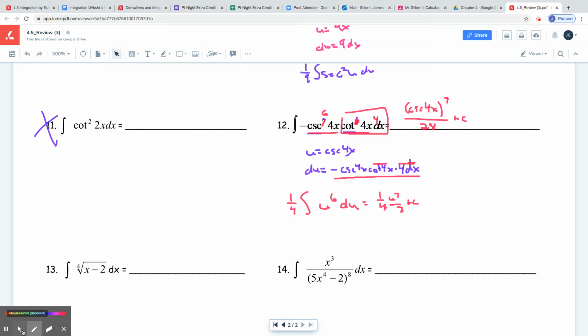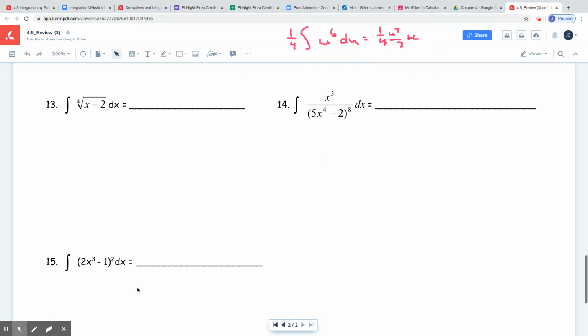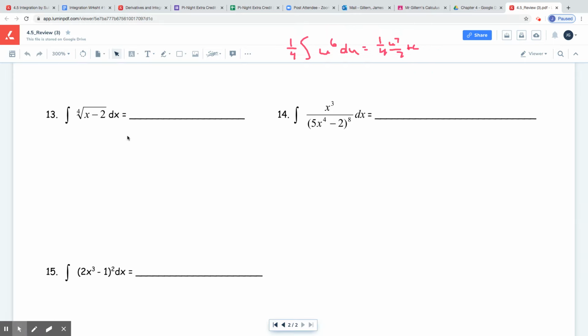Let's scroll down here to the last few problems. We have something inside a radical. This is the same thing as x minus 2 to the 1/4. I'm going to make u whatever's on the inside, which in this case is x minus 2. What is the derivative of x minus 2? It's 1, so it's just dx. I don't need to add anything, so this just becomes u to the 1/4 du, because I don't need to add anything here.